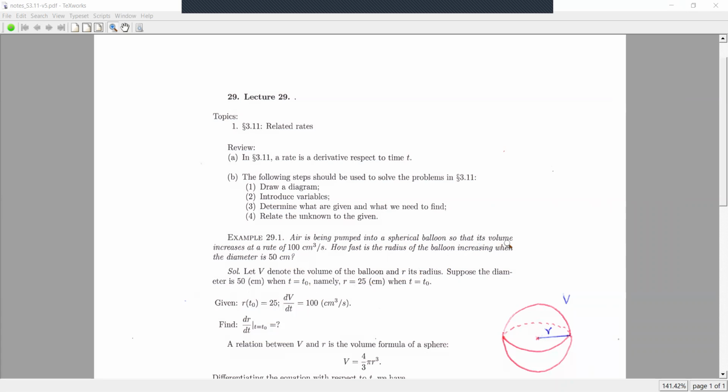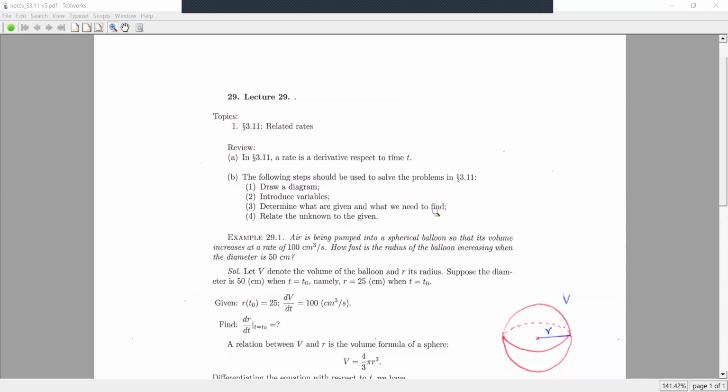Moreover, the volume of the balloon increases at a rate of 100 cubic cm per second. That is, the derivative of the volume is 100. These are all given to us.